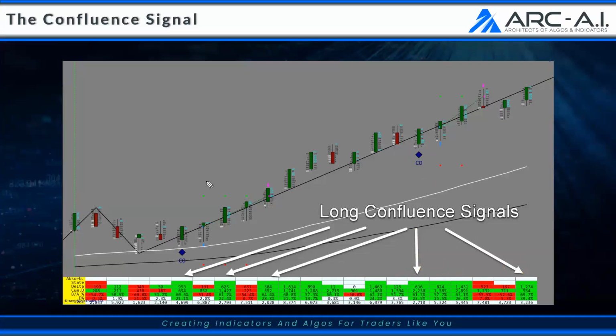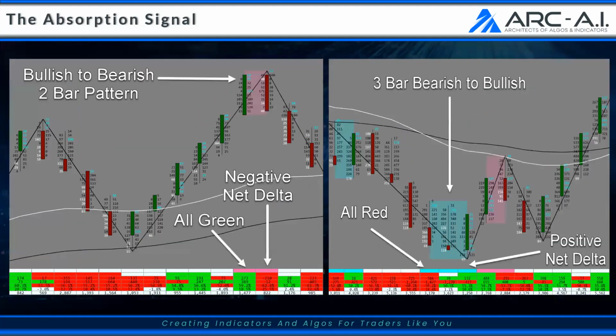My suggestion would be to trade it directionally. But wait, there's more. I'm going to give you something else that's going to make it even better for you, because that's what we do. Confluence signals are very, very strong info to trade. Yeah, absolutely. Then we have another new signal, the absorption signal.